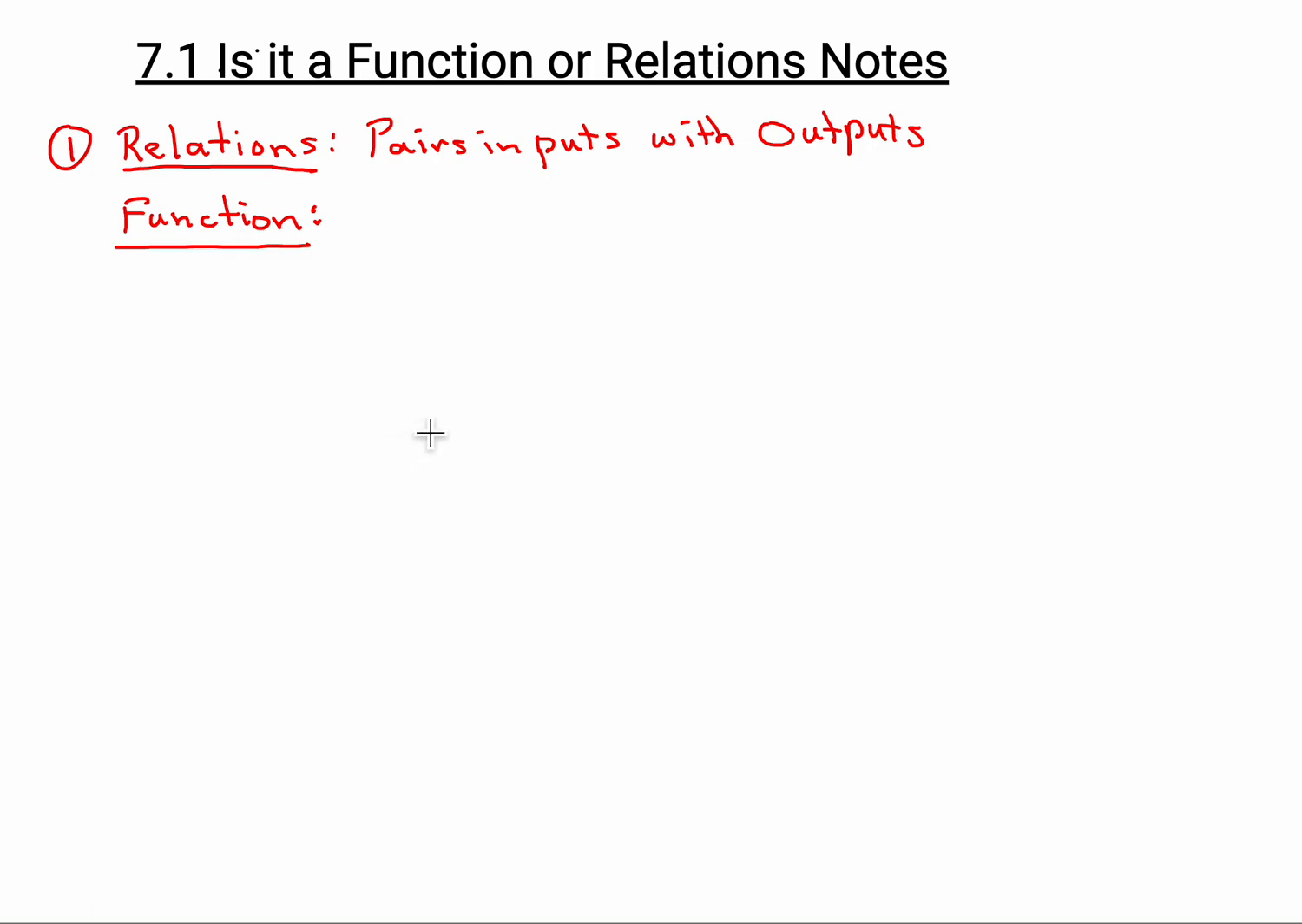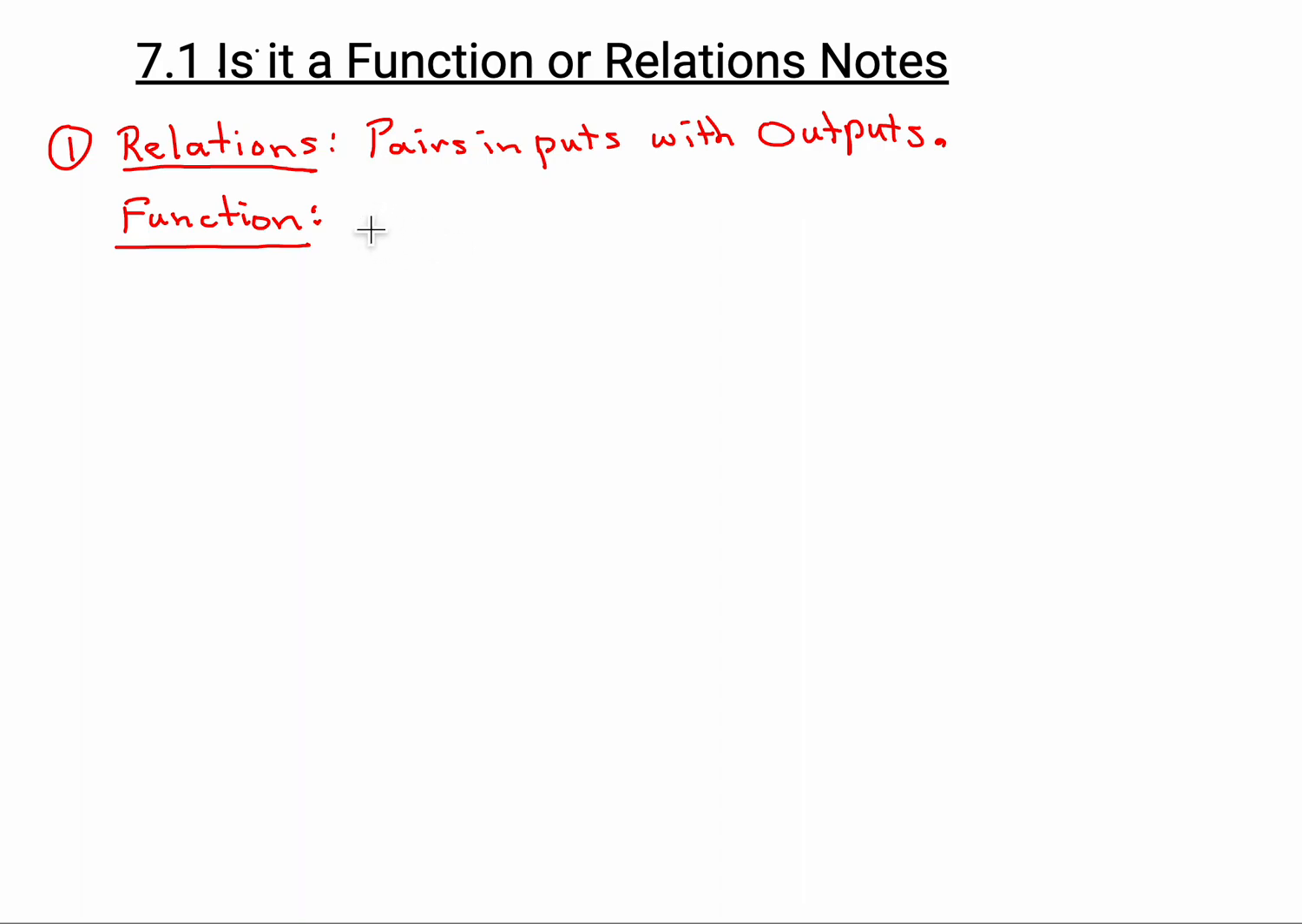7.1, is it a function or relations notes? So this is kind of one of the beginnings of more complex thinking about how math is more thinking piece of it. And so there are relations and functions. So relations pairs inputs with outputs.